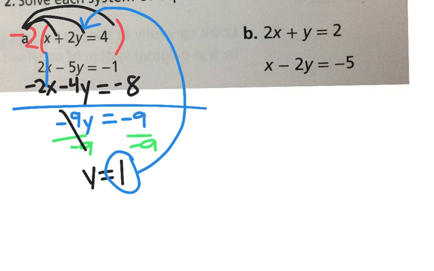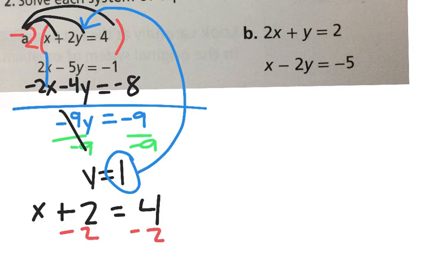I'll plug 1 in for y. That's going to give me x plus 2 times 1, which is 2, equals 4. If I subtract 2, that tells me x is 2. So the ordered pair where these two lines intersect is at 2, 1.